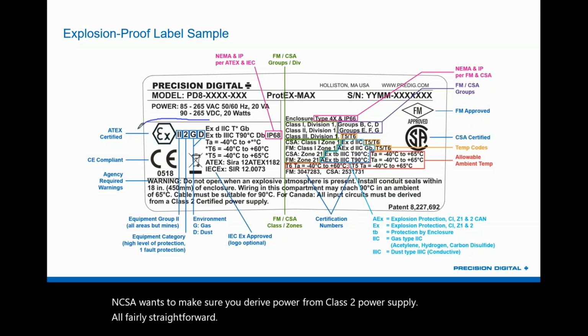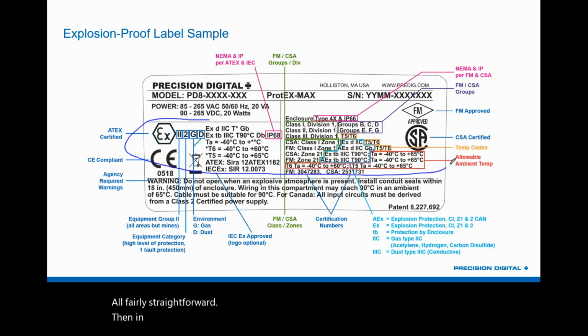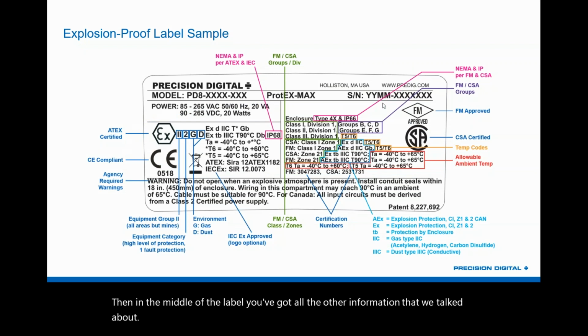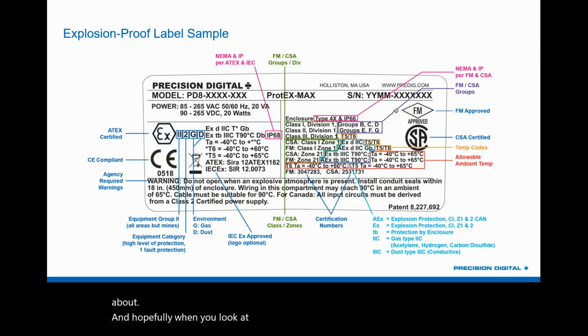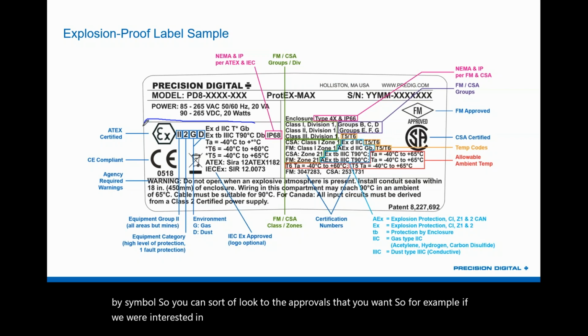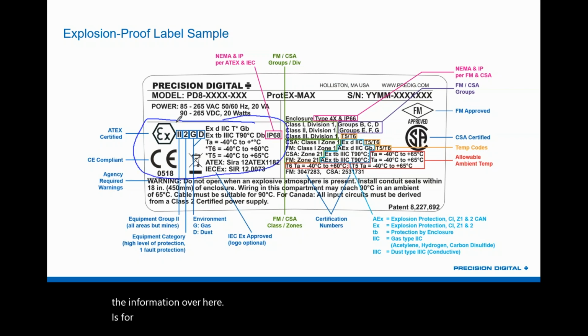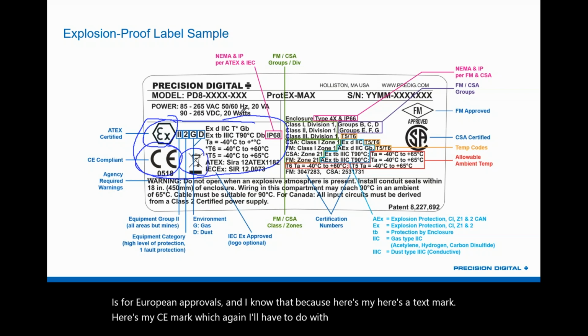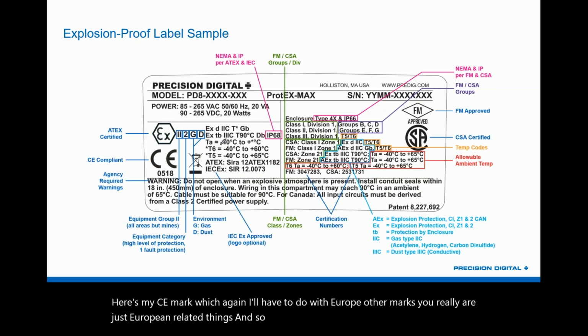Then in the middle of the label, you've got all the other information that we talked about. Hopefully when you look at a product like this, the manufacturer's grouped it up by symbol so you can look to the approvals that you want. For example, if we were interested in FM, I could look here on the left and see that all the information over here is for European approvals. I know that because here's my ATEX mark. Here's my CE mark, which again, all has to do with Europe. Other marks really are just European related things. And so that is all just for ATEX approvals.